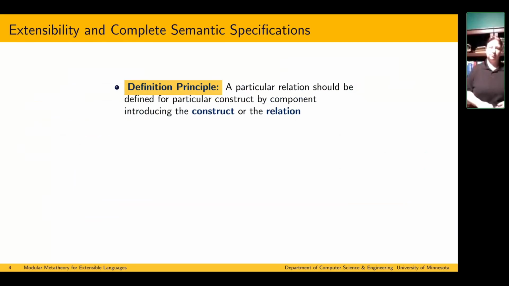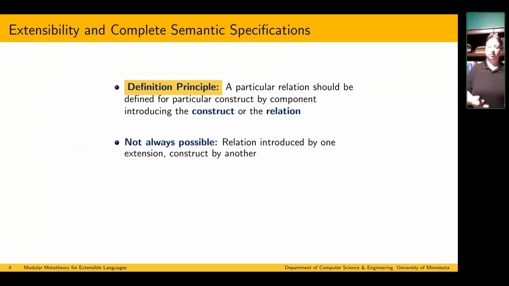When we're building a language in this modular fashion, we stick to a principle for how we write the definitions. If we're defining a particular relation or a particular construct, then that should be defined by the component that introduces the construct or the component that introduces the relation. It depends on which one knows both of the pieces. This makes sure that the language is well defined, because it's a component that knows both pieces well enough to give a good definition. But sometimes this isn't possible.